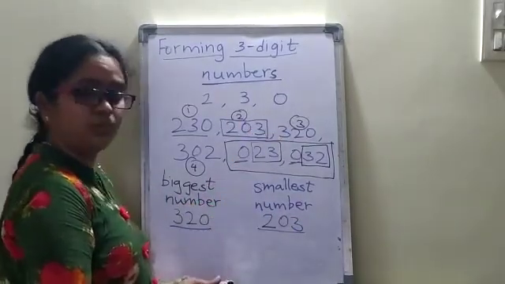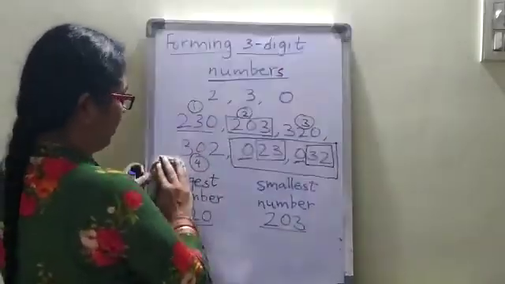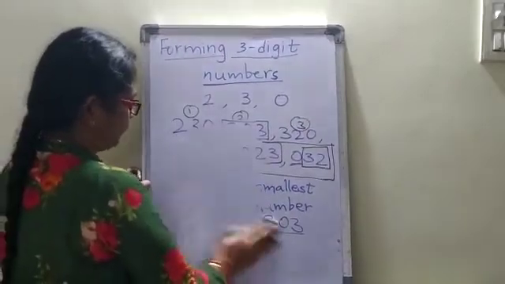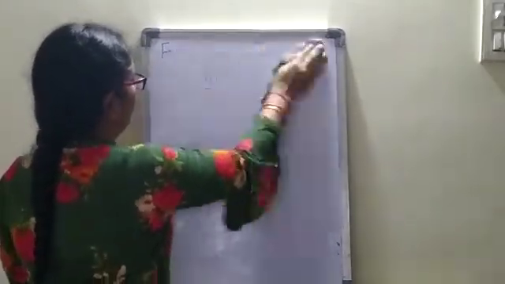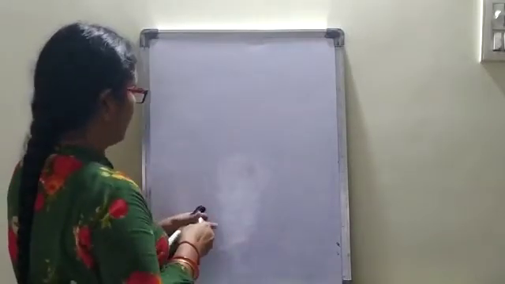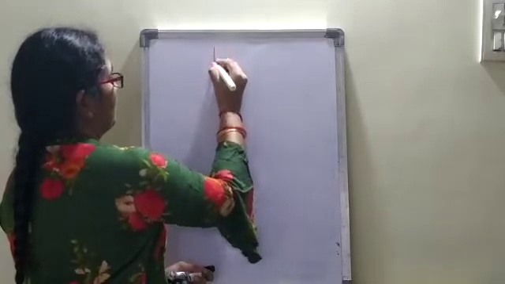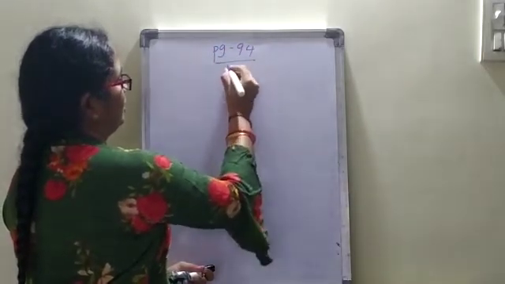So now you have learned how to compare 3-digit numbers and how to form 3-digit numbers. Now what you have to do in the textbook is, in your textbook you have exercise 2.6 on page number 94.